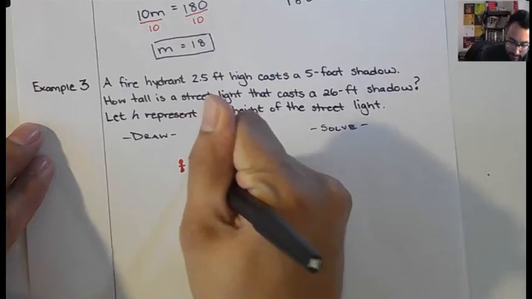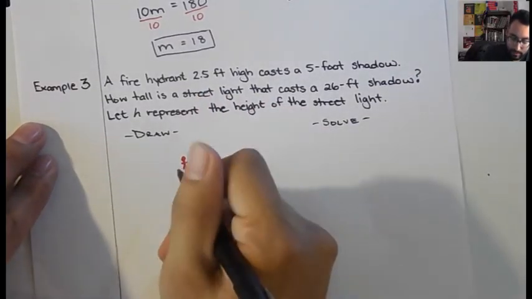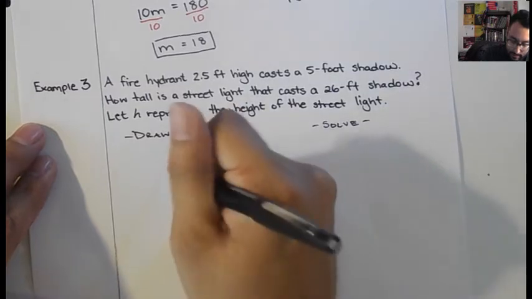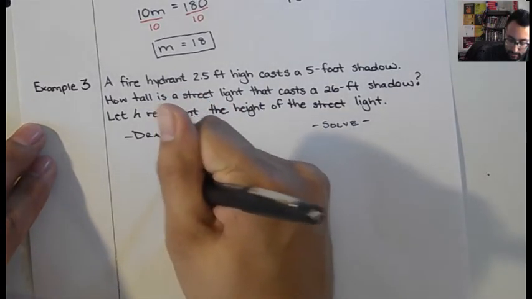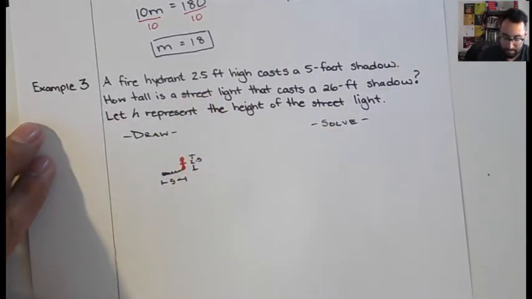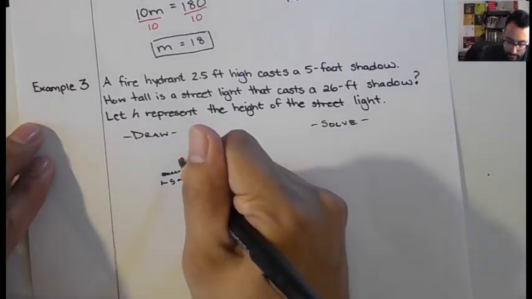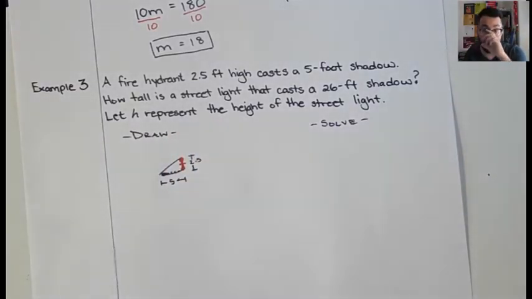So let's go and put that this is 2.5. And then right over here, it's going to cast a shadow. I'm just going to scribble some stuff, whatever. This is 5 feet. Okay. And then really that's what's happening here. So we have this triangle that's formed from the fire hydrant and the shadow. I just drew a diagonal line because it's going from the top of the fire hydrant to the top of the shadow, far left.